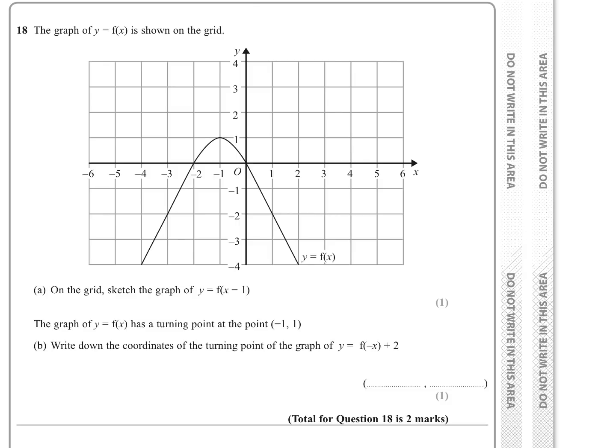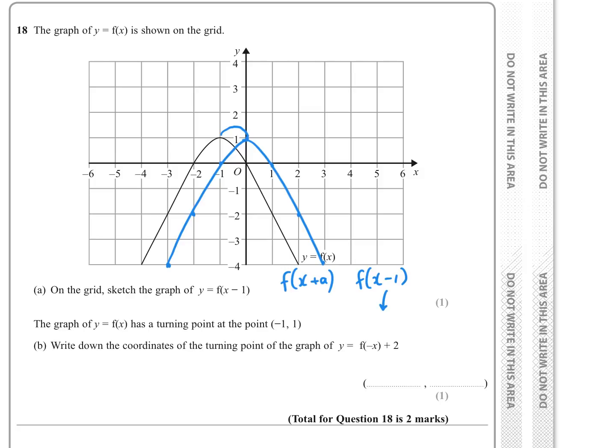Question 18. The graph of y equals f of x is shown on the grid. On the grid, sketch the graph of y equals f of x minus 1. Well, we should know that f of x plus a is a translation parallel to the x-axis, and if we have f of x minus 1, we basically do the opposite to what's in the brackets. So we translate it to the right 1 unit. So this would look exactly the same apart from everything is moved along 1. So it says on the grid, sketch that graph. So let's do that one first. So there we have it there.